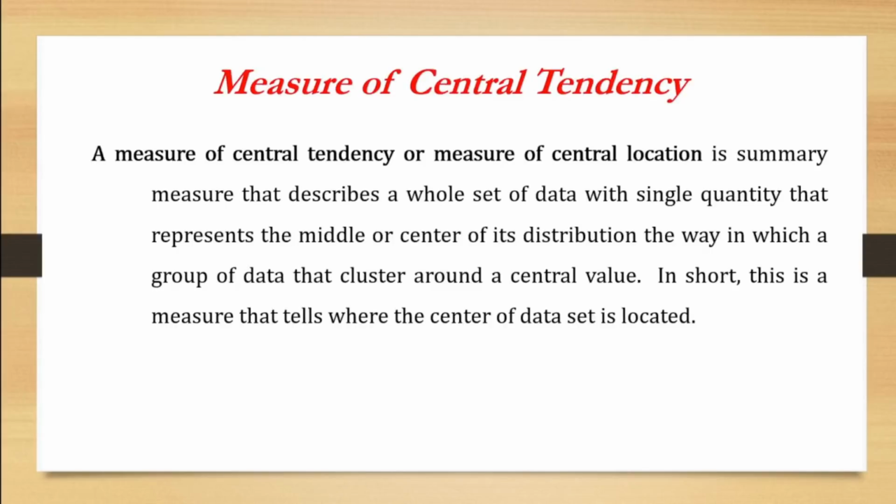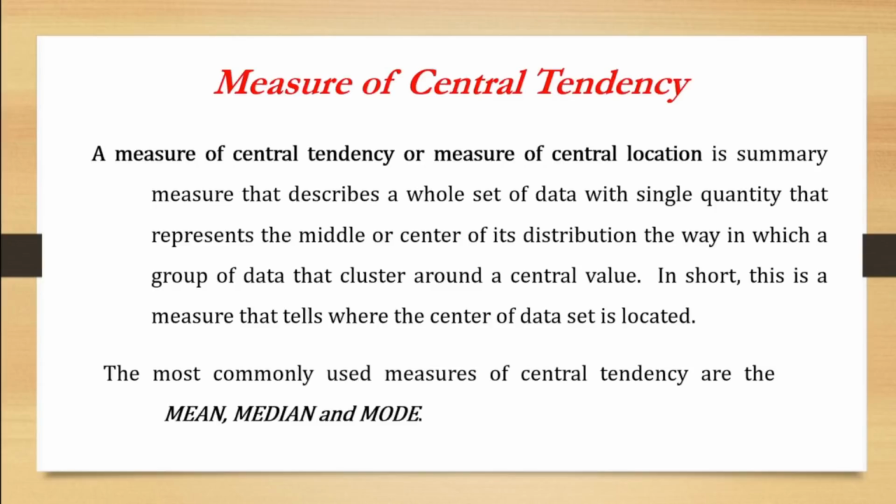Measure of central tendency. A measure of central tendency or measure of central location is a summary measure that describes a whole set of data with single quantity that represents the middle or center of its distribution, the way in which a group of data cluster around a central value. In short, this is a measure that tells where the center of the data is located. The most commonly used measures of central tendency are the mean, the median, and the mode.